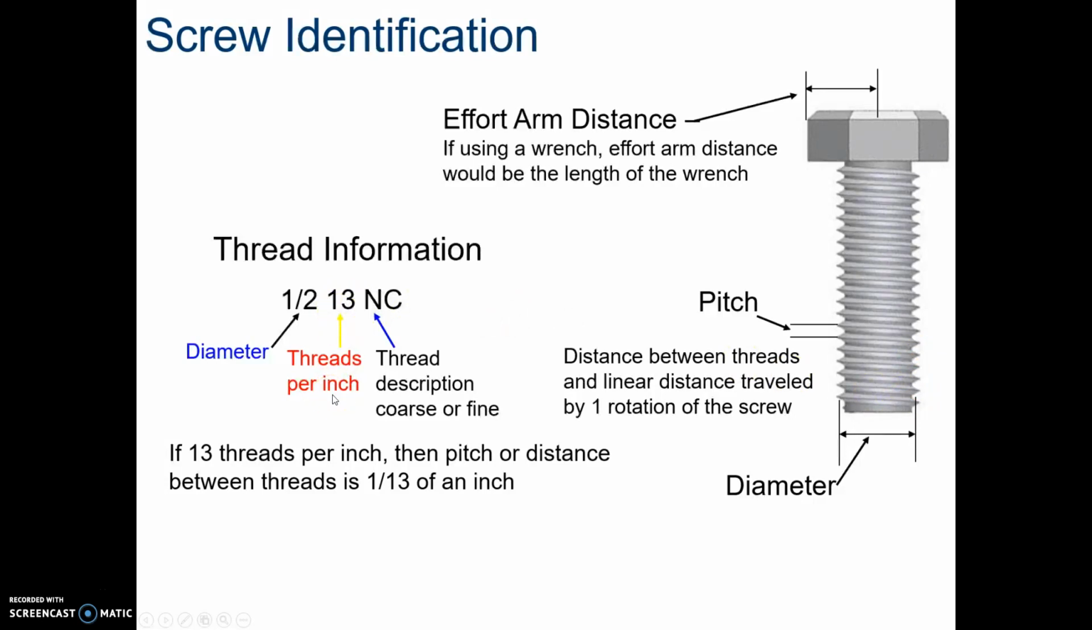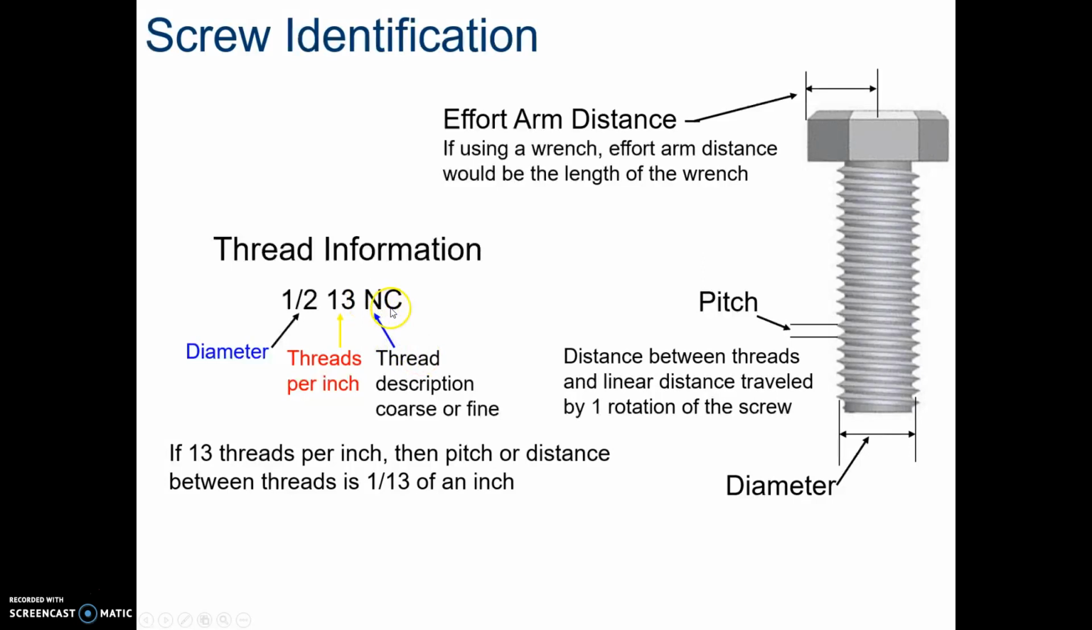To find the pitch, you just divide 1 over the number of threads per inch. So if it's 13 threads per inch, then the distance between the threads is 1/13 of an inch. You just put 1 over that number, and that is our pitch. And you see right here that pitch is the distance between 2 threads. And then NC just gives the thread description.